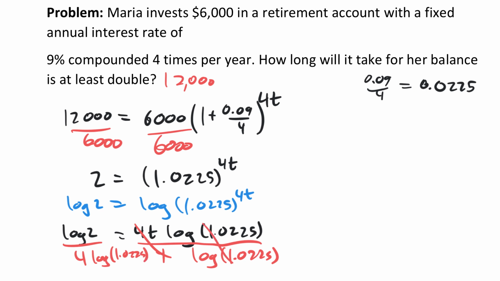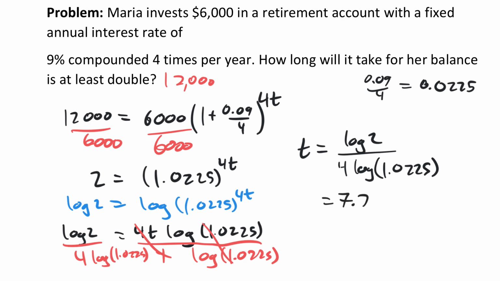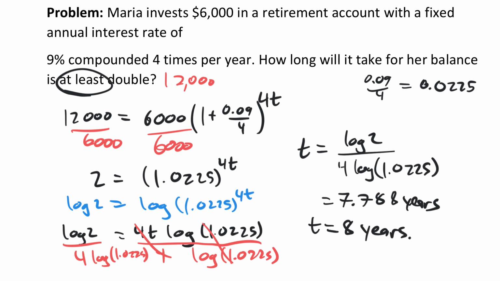And so we get t is equal to log 2 over 4 log 1.0225. Let's go ahead and type that in on our calculator here. Should give us 7.788 years. And because it says at least double, let's go ahead and just round that up and say t equals 8 years.